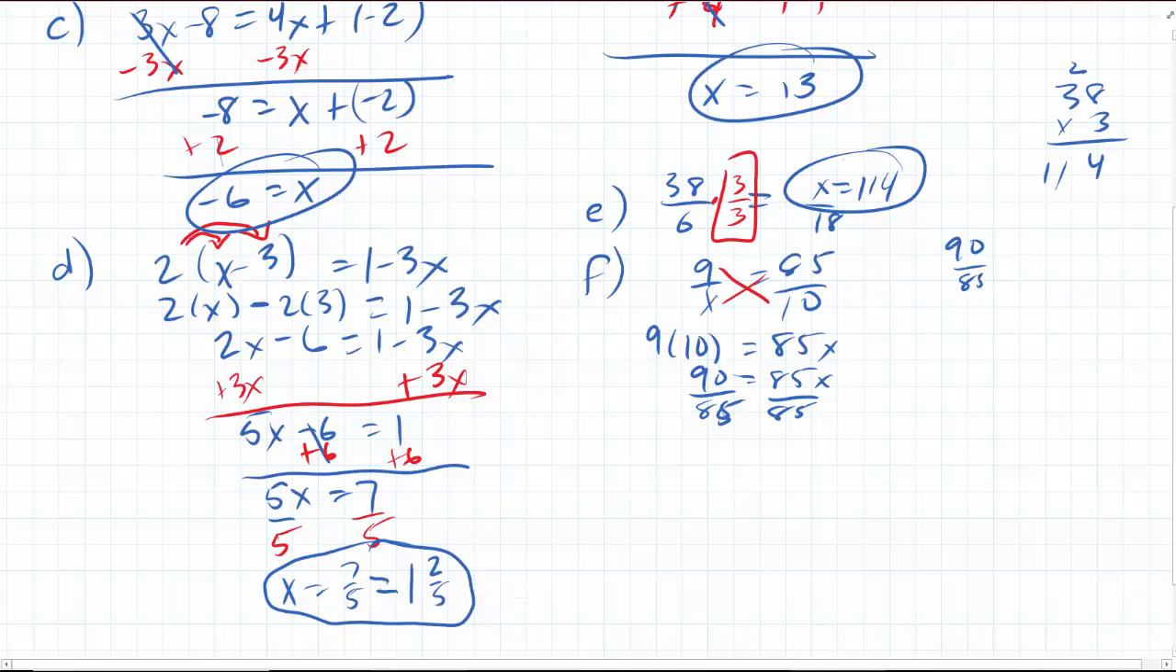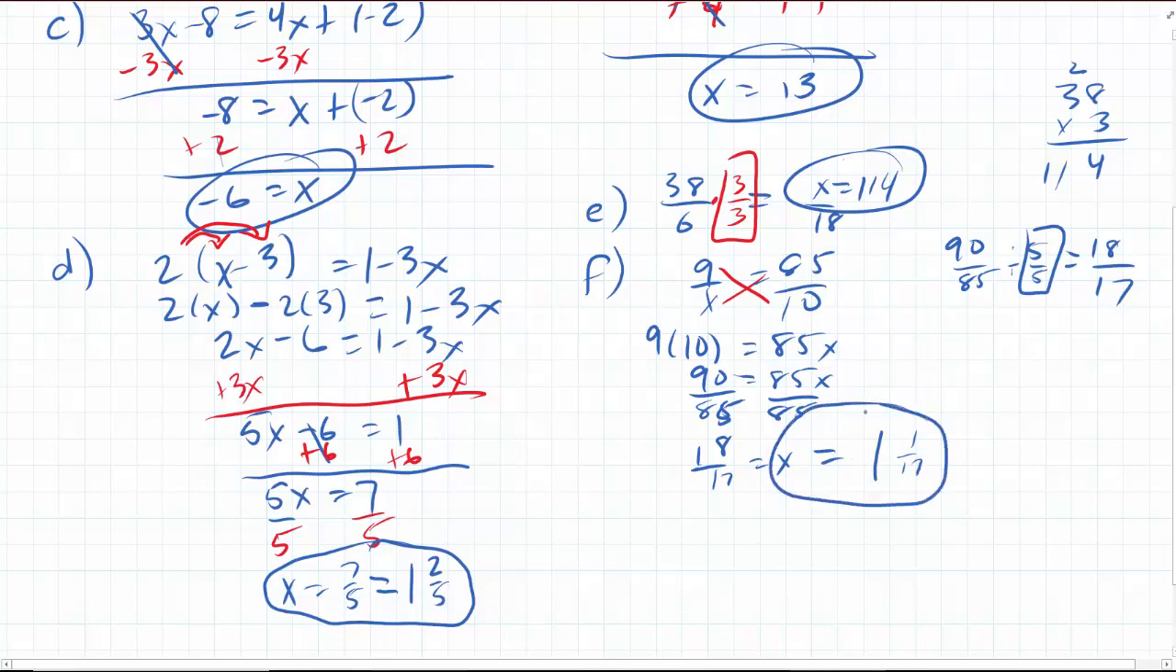90 over 85, we divide by 5/5. 90 divided by 5 is 18. 85 divided by 5 is 17. So we're going to have 18/17 equals x, or we can actually simplify that to 1 and 1/17. So x is 1 and 1/17.